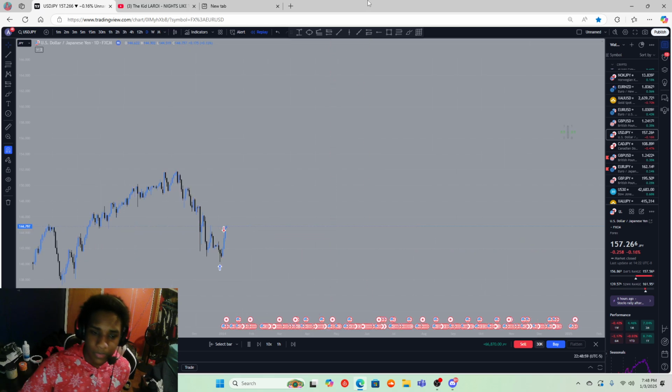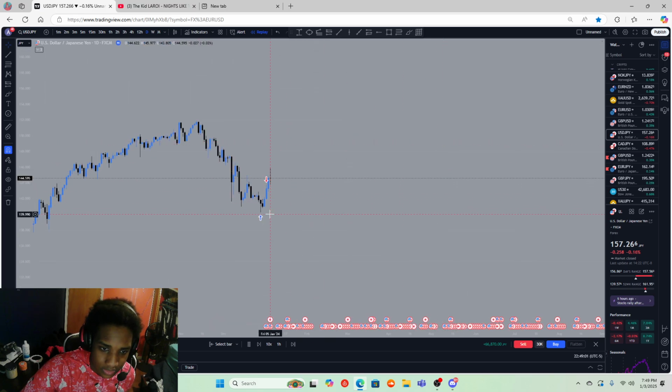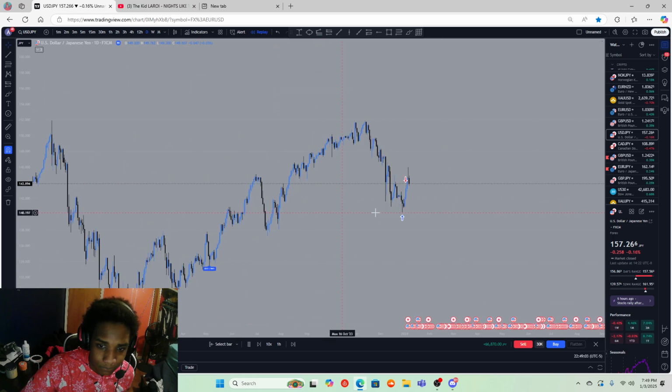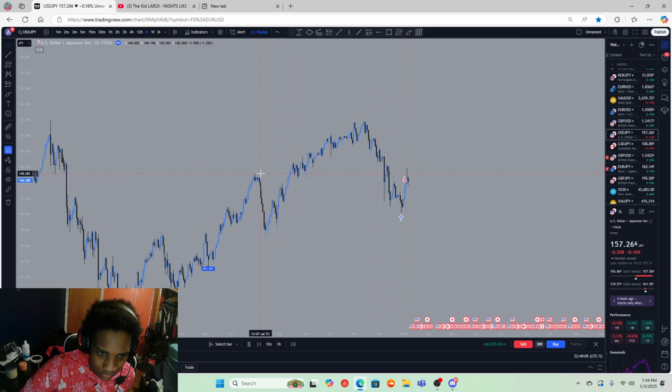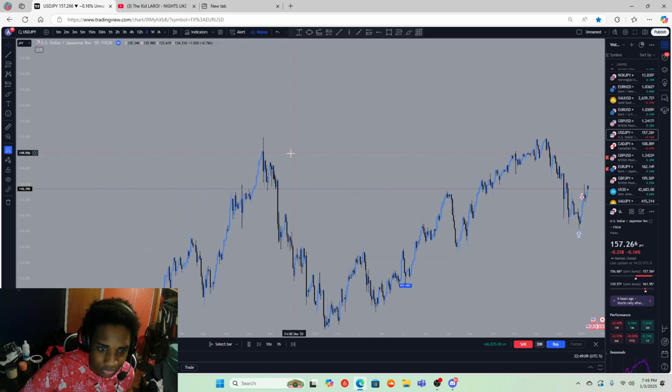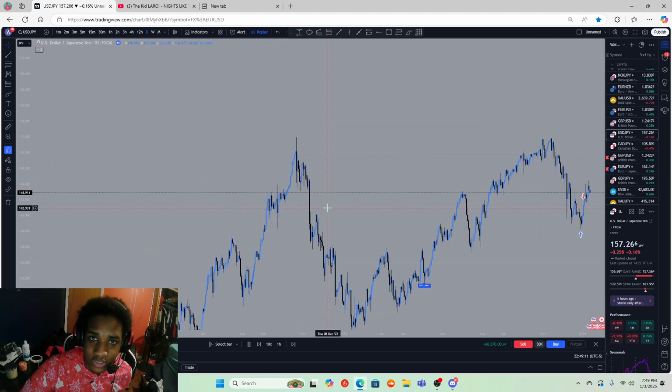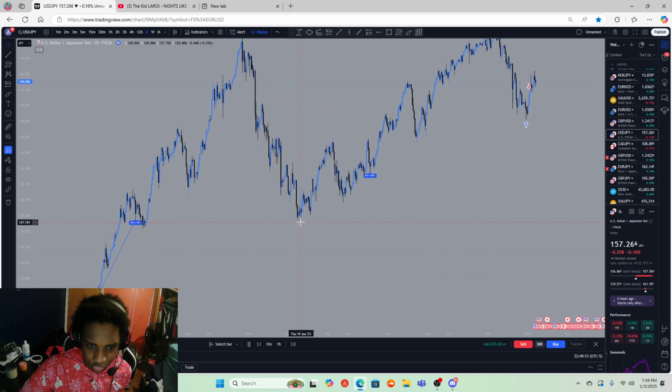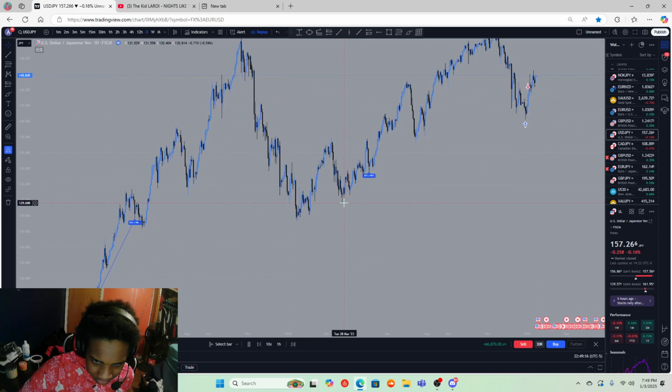Anyways, liquidity sweeps. Remember, liquidity can sweep out old highs and old lows. If it sweeps out old highs, it's going to move the market down. If liquidity sweeps sweep out old lows, like they do here, they're going to move the market up.